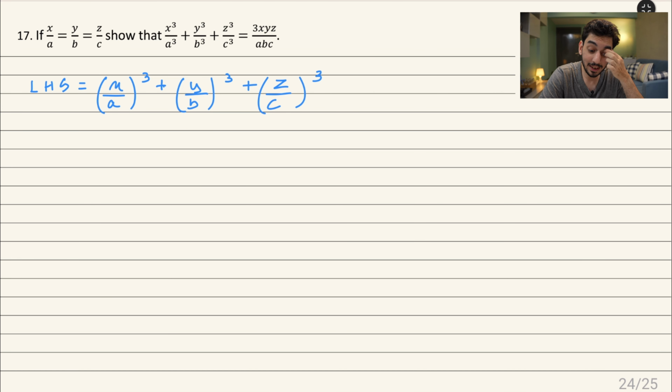Now can I just say that x upon a is actually y upon b? So instead of x upon a over here, I'll write y upon b because that's what the question says. X upon a is equal to y upon b. So this can be written as y upon b the whole cube plus this is already y upon b the whole cube plus the z upon c also is equal to y upon b. So this can also be written as y upon b the whole cube.